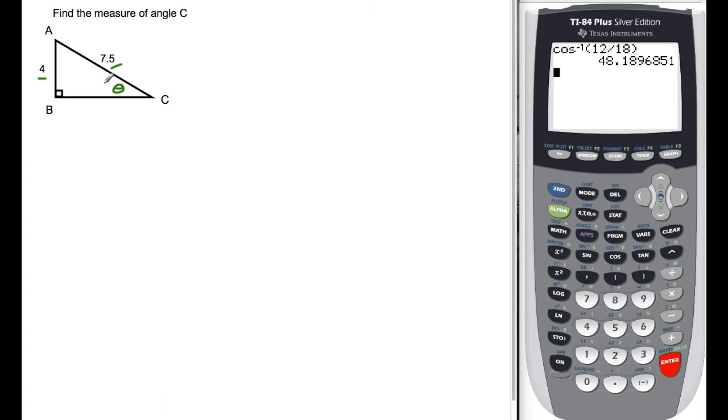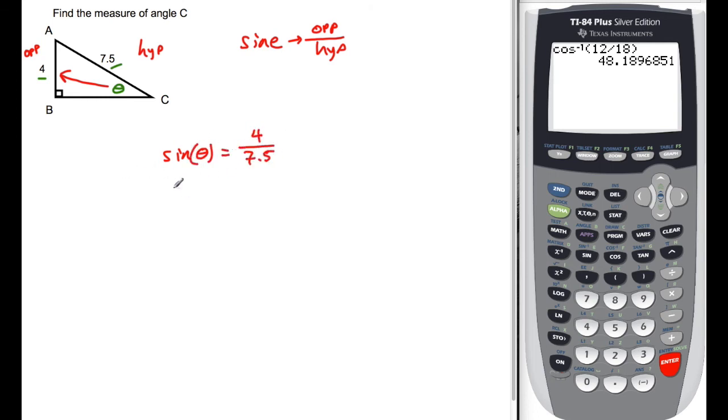But now I can see that this 4, I draw a straight line to it. That means it's the opposite over the hypotenuse. So I can just make a little note, op over hypotenuse. So I know that sine deals with opposite over hypotenuse. So let's write an equation. Sine of theta equals 4 over 7.5.